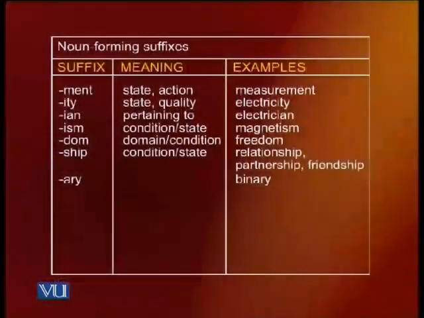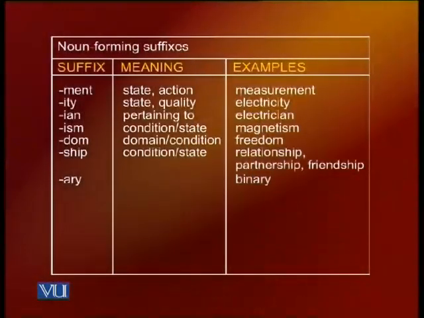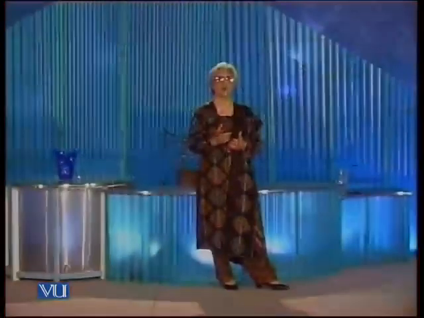Ship, if you add SHIP at the end of words, you are describing a condition or a state. You've got words like partner, and you add SHIP to it, it becomes partnership. Relation, relationship. Friend, friendship. And on your list you've got ARY. Binary. Bi means two. Binary. Now, look at words. Verbs.